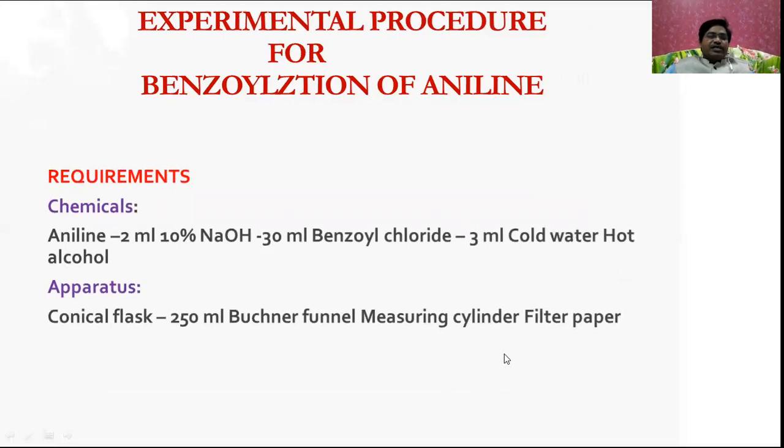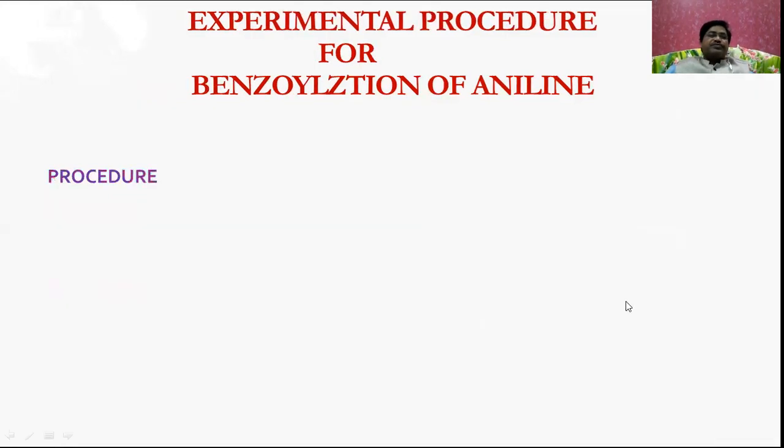What are the requirements? Aniline 2 ml, 10% sodium hydroxide 30 ml, benzoyl chloride 3 ml, and cold water and hot alcohol. Apparatus: conical flask of 250 ml, Buchner funnel, measuring cylinder, and filter paper. Then what is the procedure to carry this out?